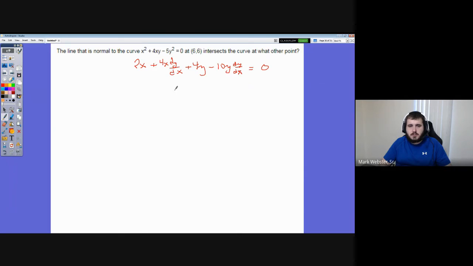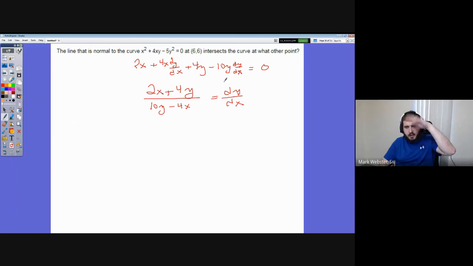I'm going to move these over. dy/dx comes out to be (2x plus 4y) over (10y minus 4x). We plug in 6 for both x and y. 12 plus 24 equals 36. 60 minus 24 equals 36. So the slope is 1.